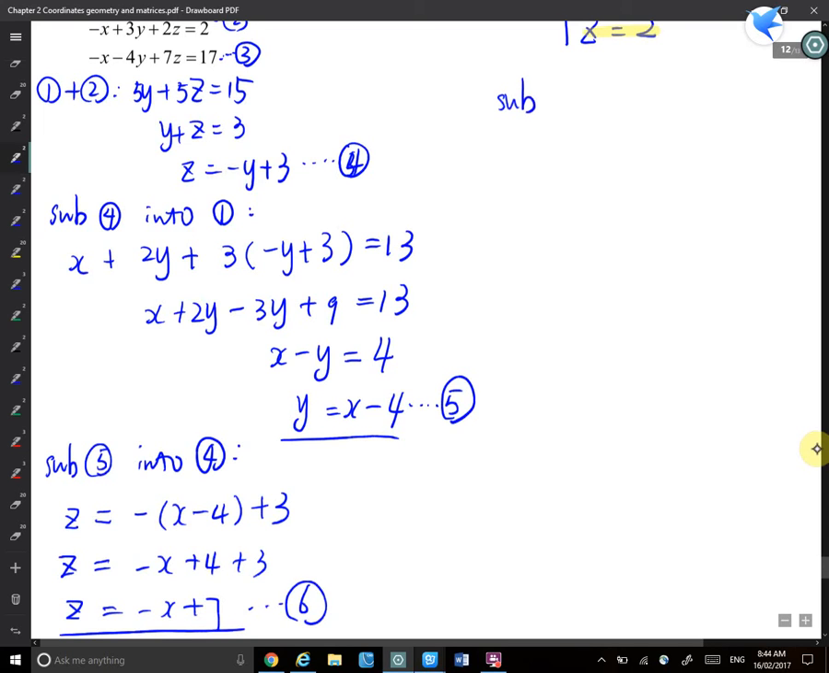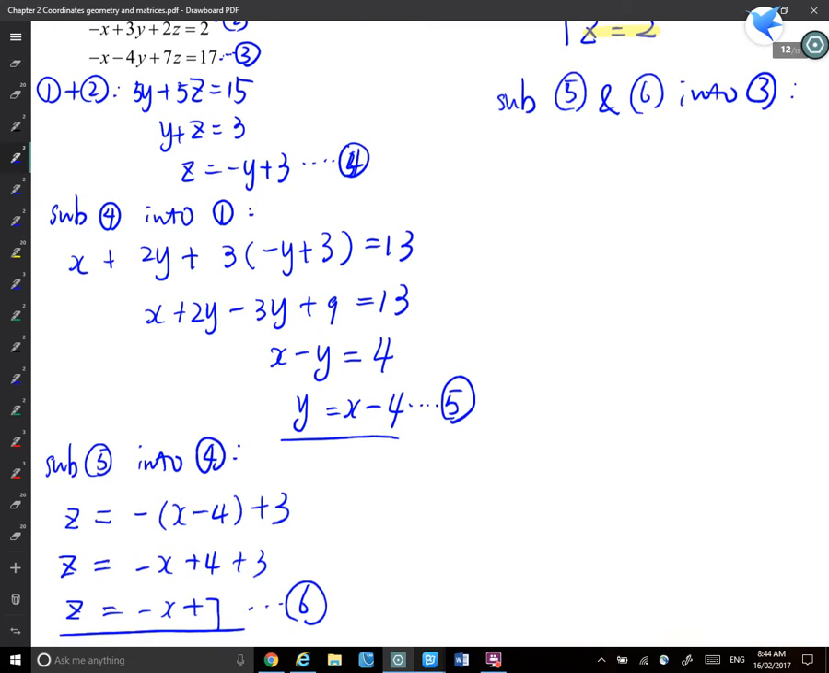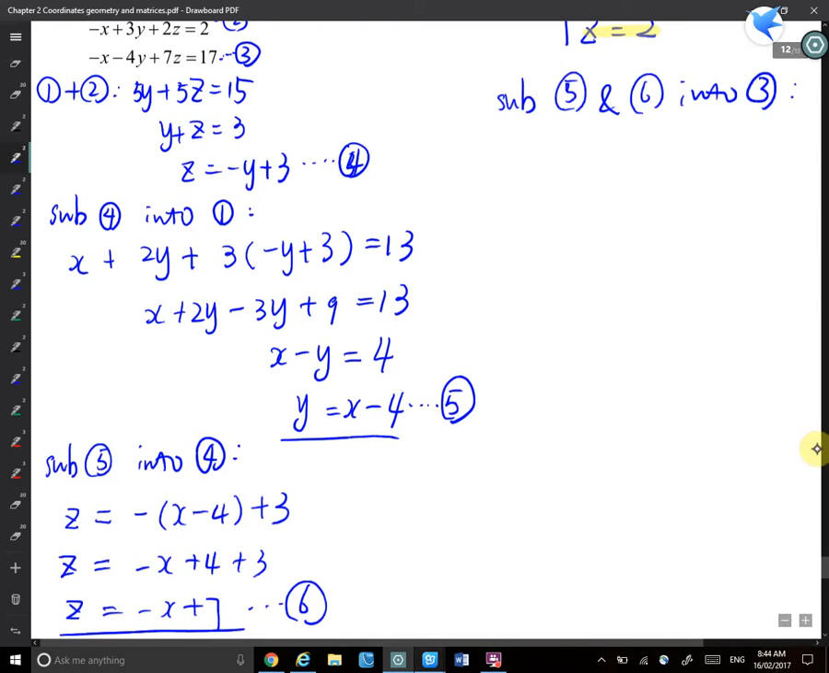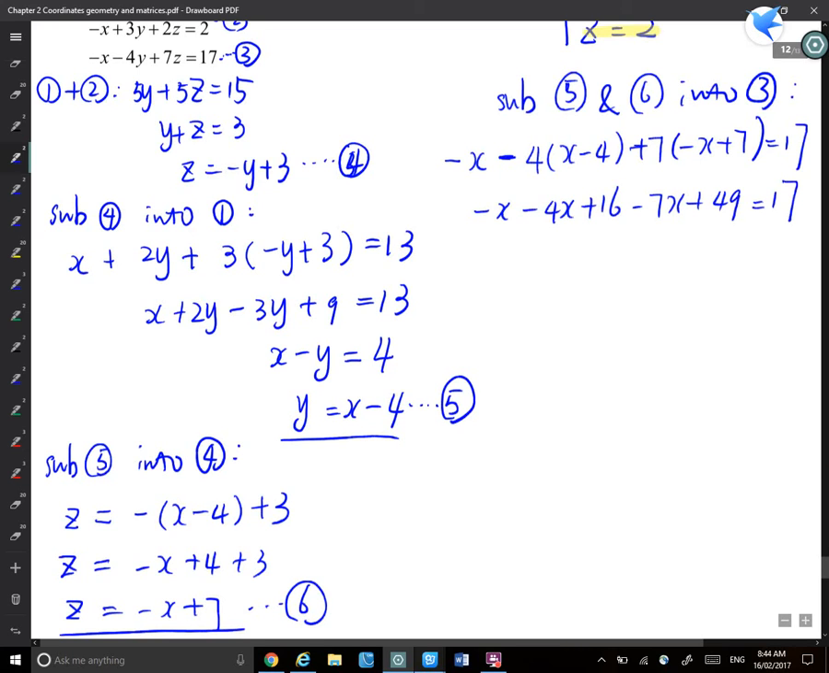So I will sub 5 and 6 into the last equation because I haven't used the third equation. So everything is put into equation 3. I'll have minus x minus 4y, so it's 4 times x minus 4, plus 7z, that's 7 times minus x plus 7, equals 17. So minus x minus 4x plus 16 minus 7x plus 49 equals 17.